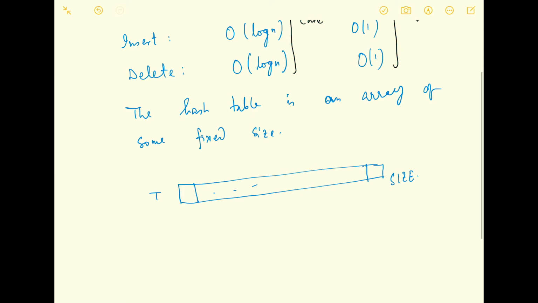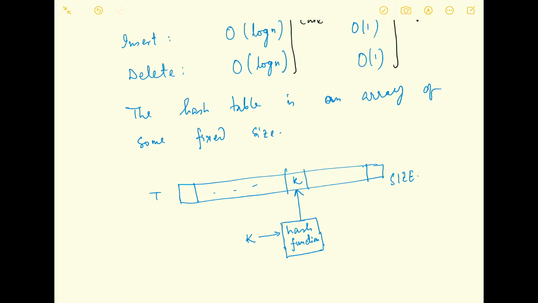Whenever I have a key K, I have to store this key K. I give this key K to what is called a hash function. And this function is supposed to output an index of this table T, and there we store the key. So that is the basic idea.